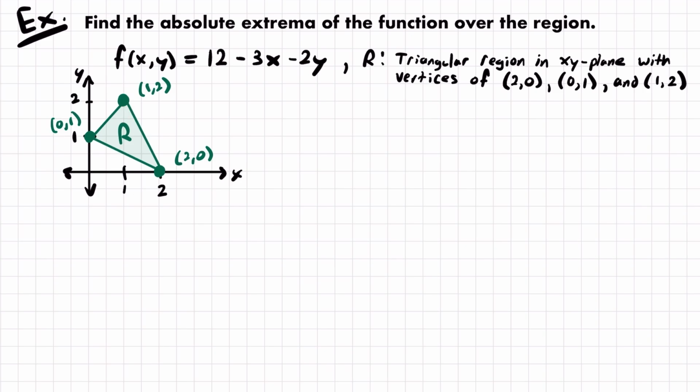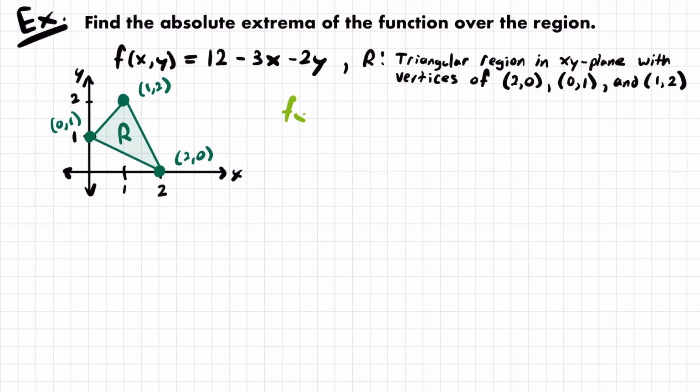Because it is a triangle, it has 3 different boundaries, as well as 3 different endpoints that we will have to consider when we're looking for various points that could be absolute extrema for this surface on this region. All right, but before we do any of that, we still want to check for any critical points on the function itself. So let's start with that. Let's find the first partial derivatives of that function, set them equal to 0, and solve.